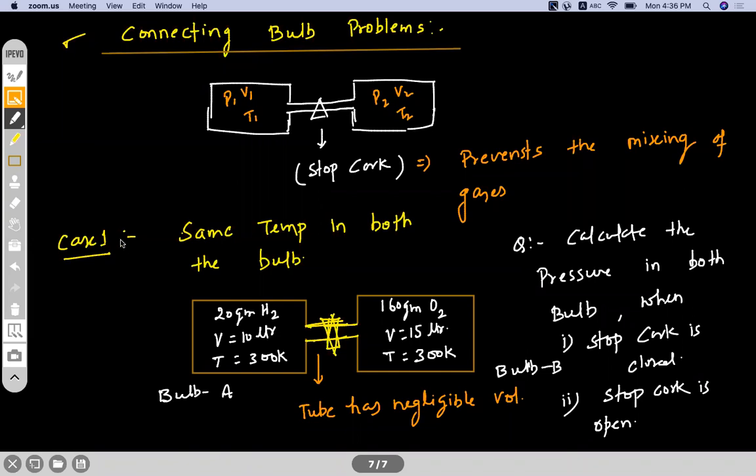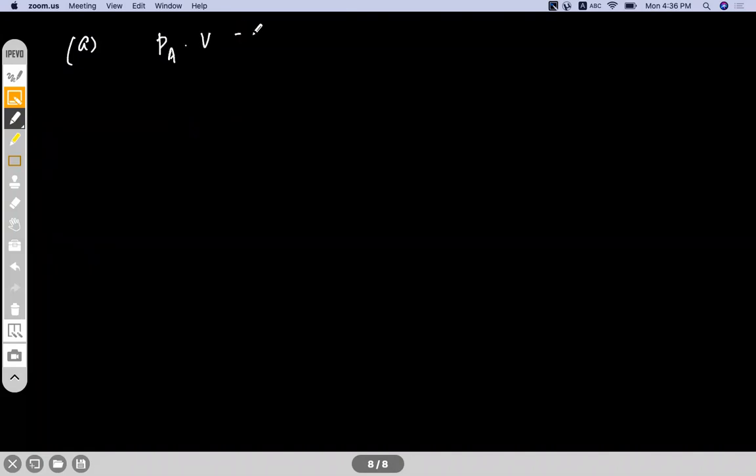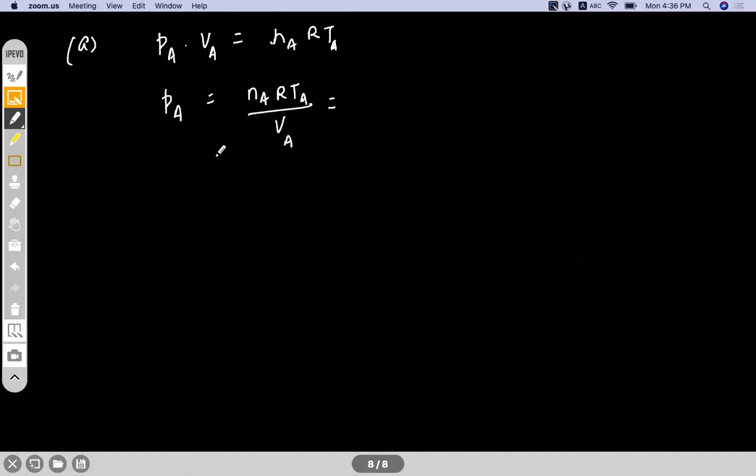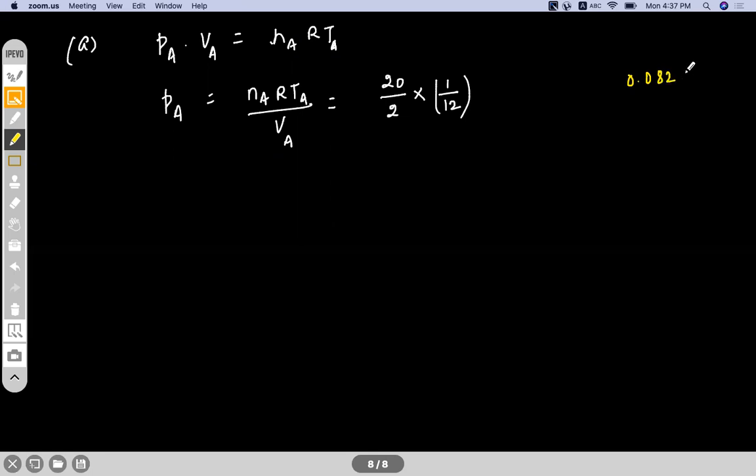Now, obviously, when the stop cork is closed, then we can find out the pressure easily by applying PV equals nRT. So pressure in A, if you find out, that is PA into the volume VA is equal to nA R TA, ideal gas equation. So PA is equal to nA R TA by VA. So the number of moles, we know 20 gram of H2 we have. So 20 divided by 2 into R value, I'll take 1 by 12. I'm assuming here 1 by 12, okay, because R value is 0.082 or 0.08 approximately, you can assume.